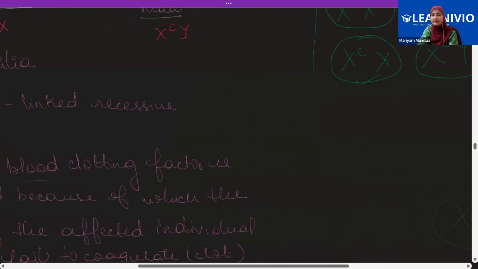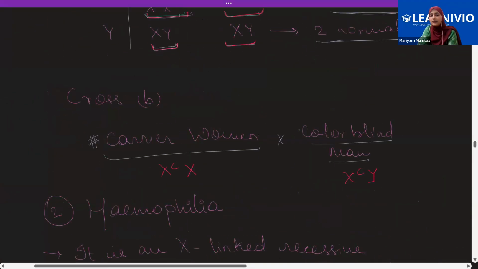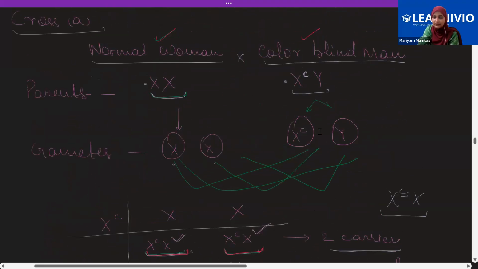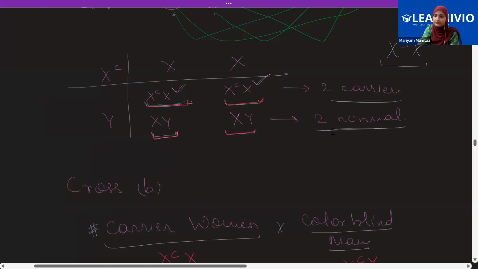They can ask you to make out the inheritance pattern: a carrier woman, a carrier for color blindness, marries a colorblind man. What will their offspring be like? So you have to do this crossing and give the answer. Clear? Any doubts up until now, students? No, ma'am. Okay.